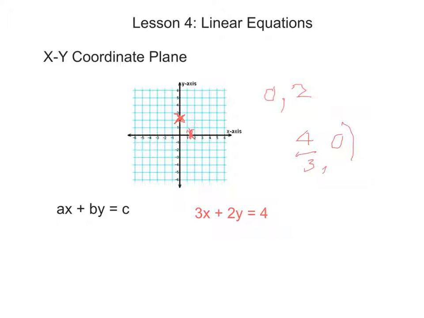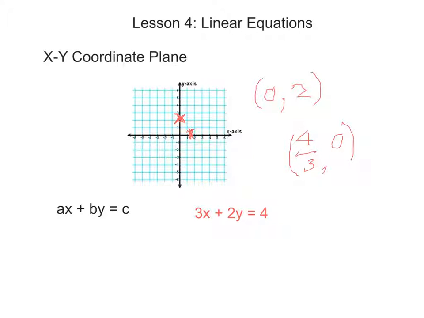Okay? So those are my 2 points that satisfy this equation, 3x plus 2y equals 4. Now I could simply draw a line connecting those 2 points, and I would have all the possible solutions for this equation, 3x plus 2y equals 4. All x and y values.